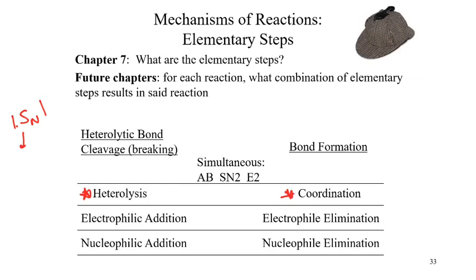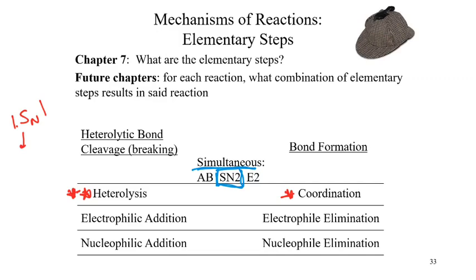Okay? In the 2 type for our substitution, it all happened at once. Okay? Simultaneous, there's our substitution 2 type. For our elimination, what happened in the case of our elimination? Well, we broke a bond, heterolysis, okay? And then we actually broke another bond, but while we broke that, we made a pi bond. Okay? So it wasn't just the breaking of a bond, it was also the formation of a pi bond.